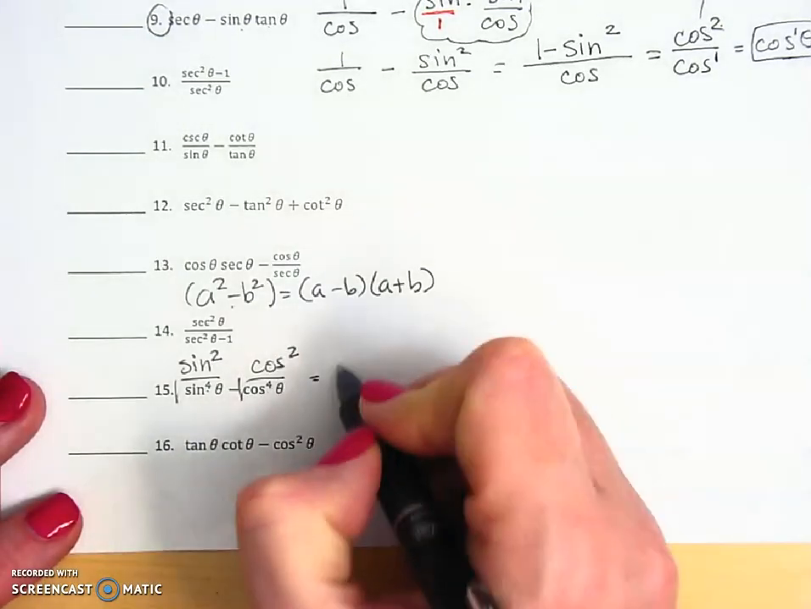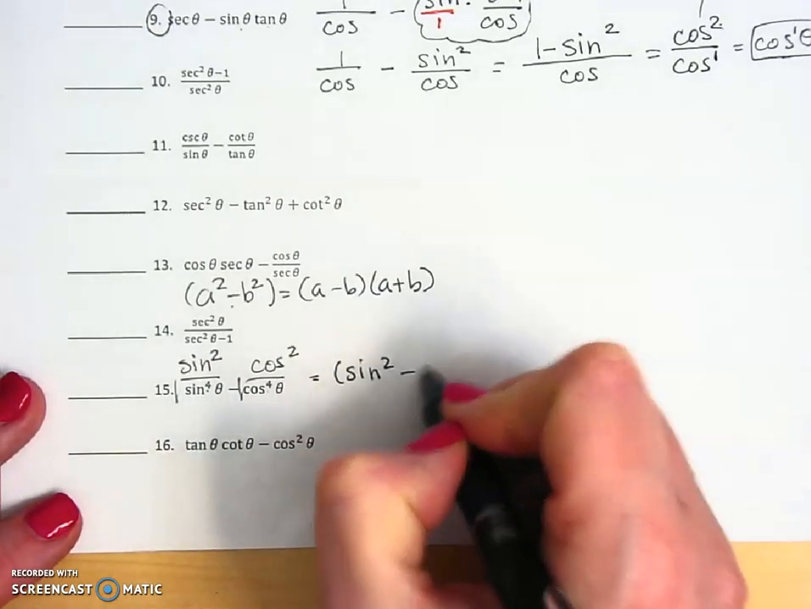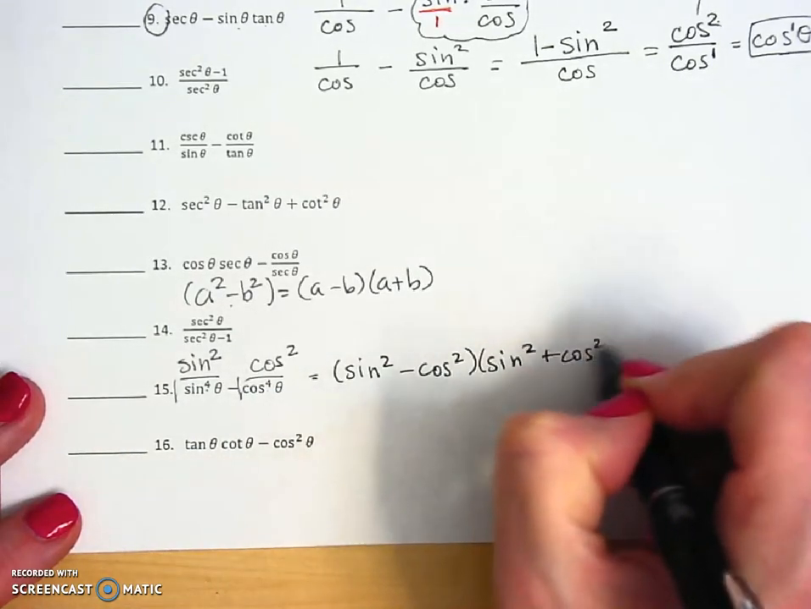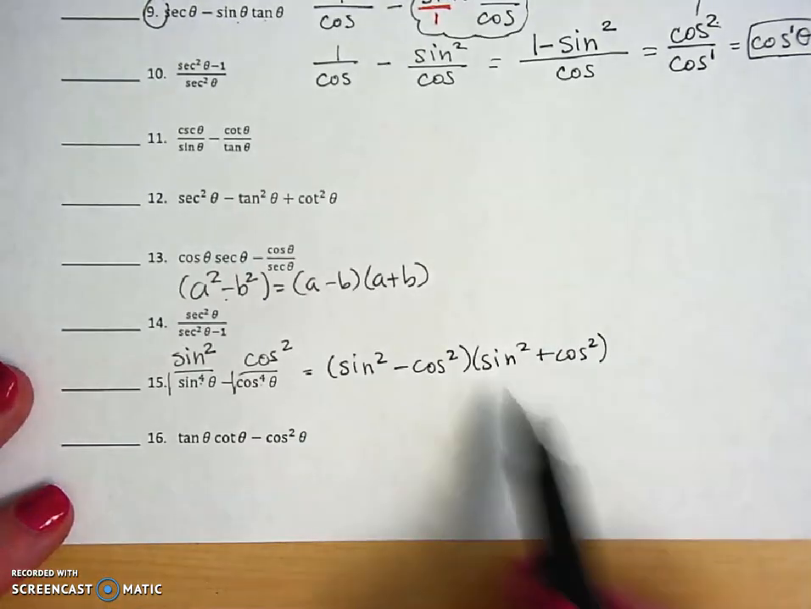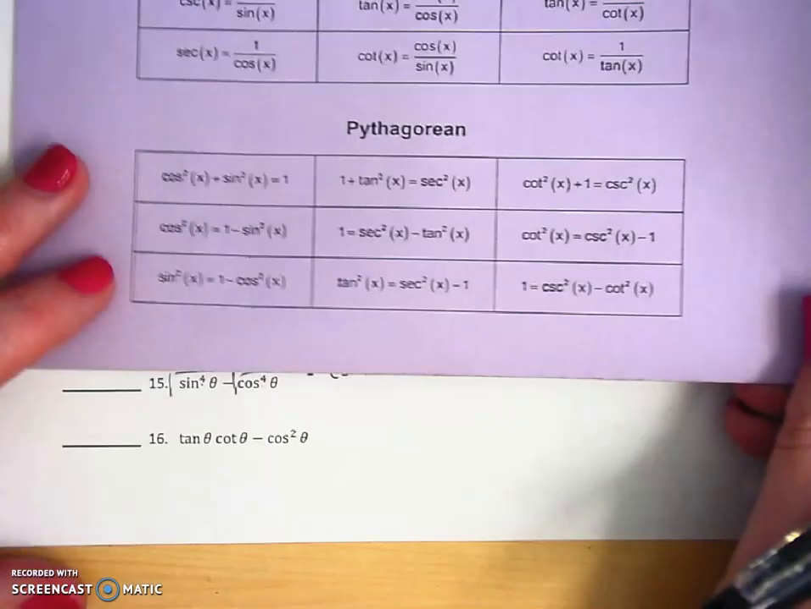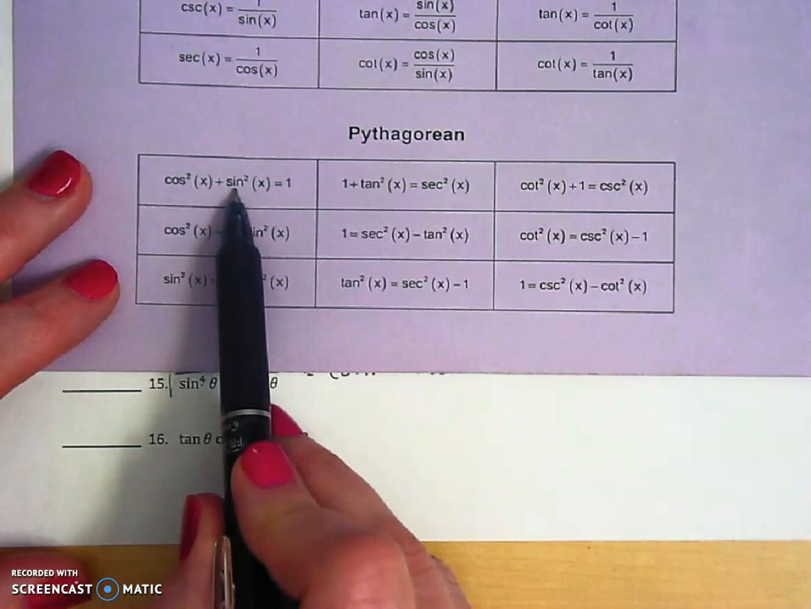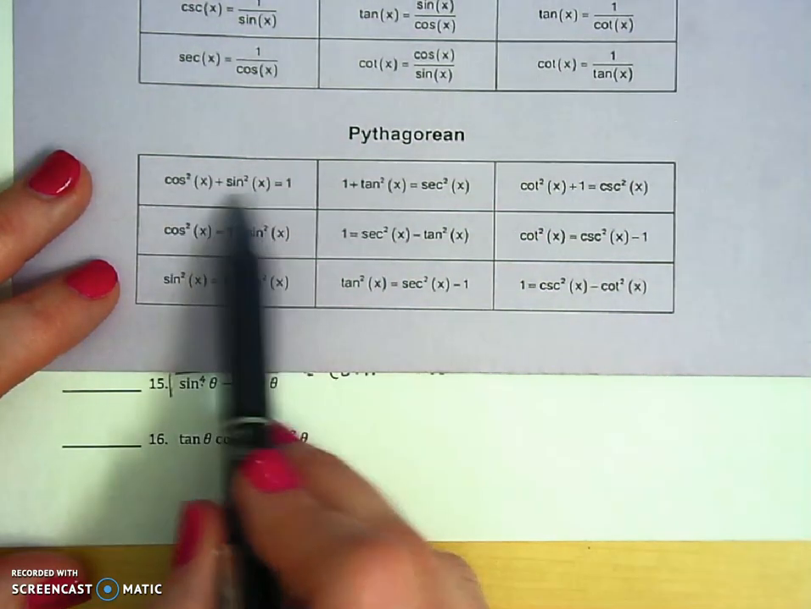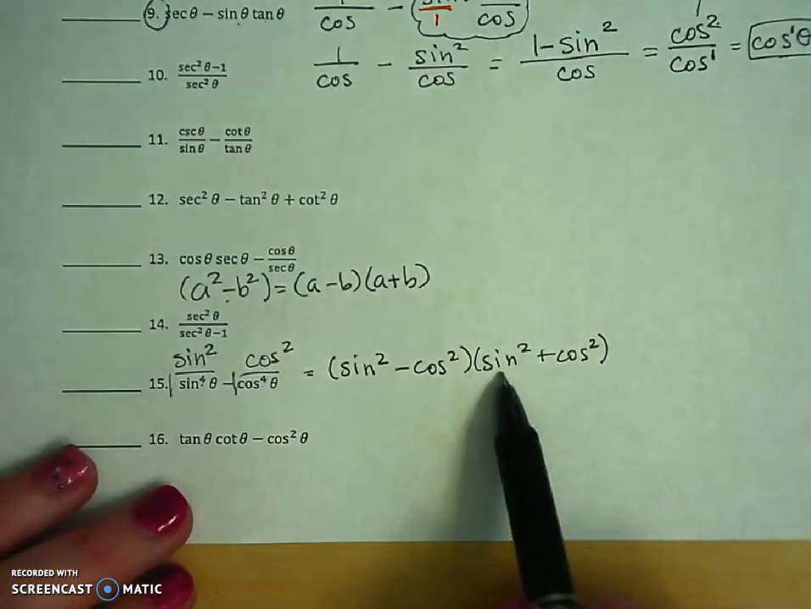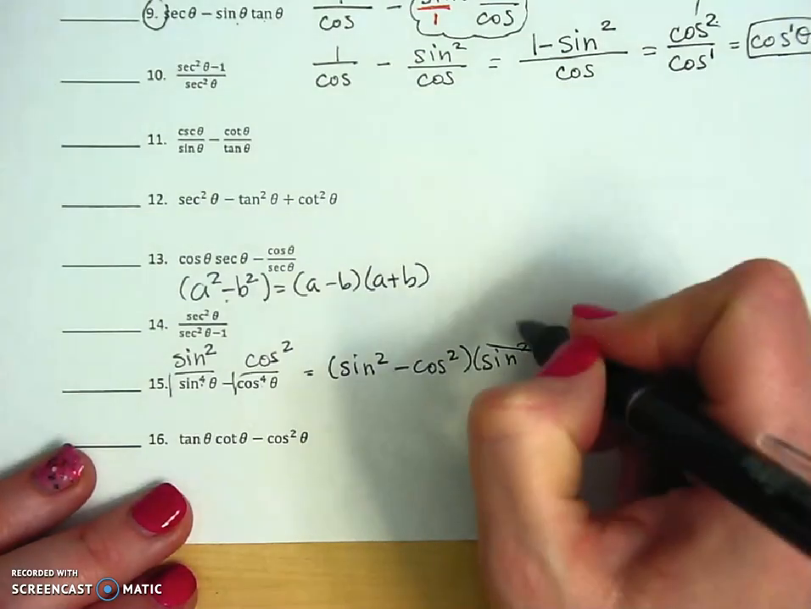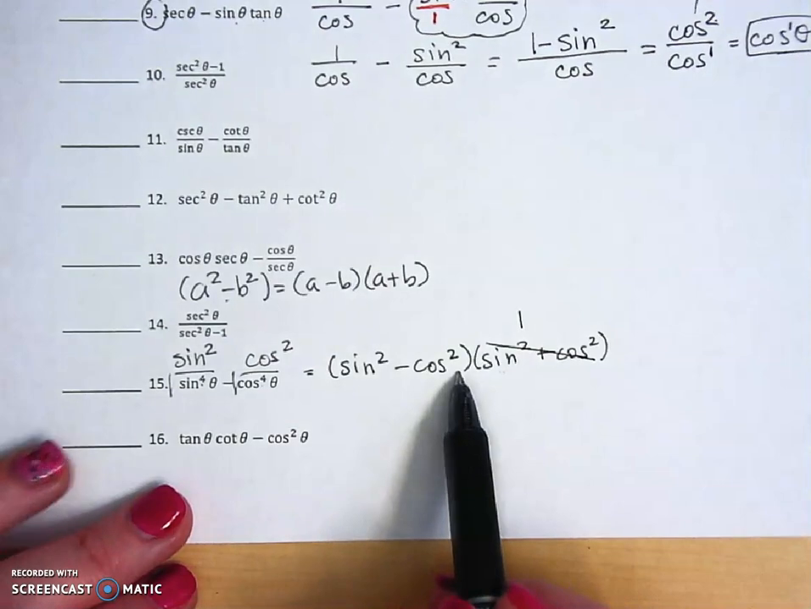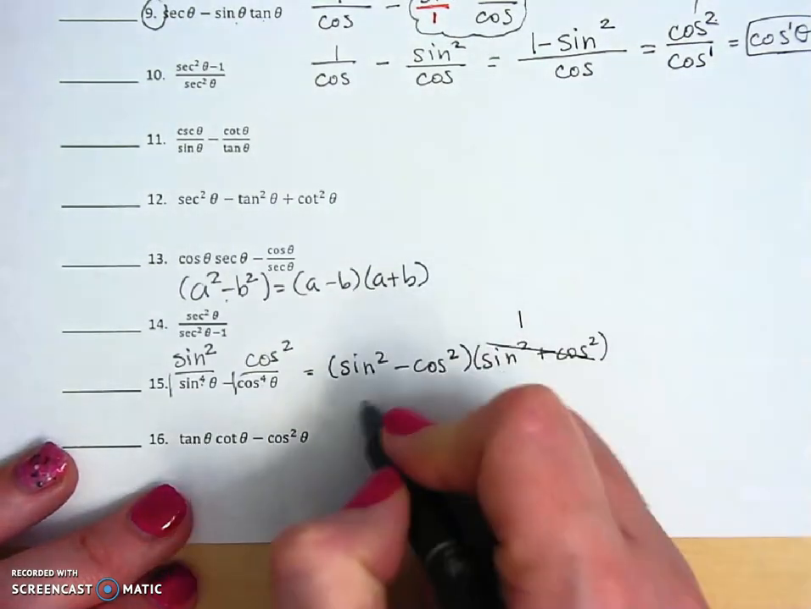So if I'm rewriting this with the difference of 2 squares property, I get this. Now, in the second group, sine squared plus cosine squared, we know from our Pythagorean identities that sine squared plus cosine squared is equal to 1. So 1 can replace this entire expression when we see it. So I do see it here. So this can be replaced with 1. And 1 times this is still sine squared minus cosine squared.